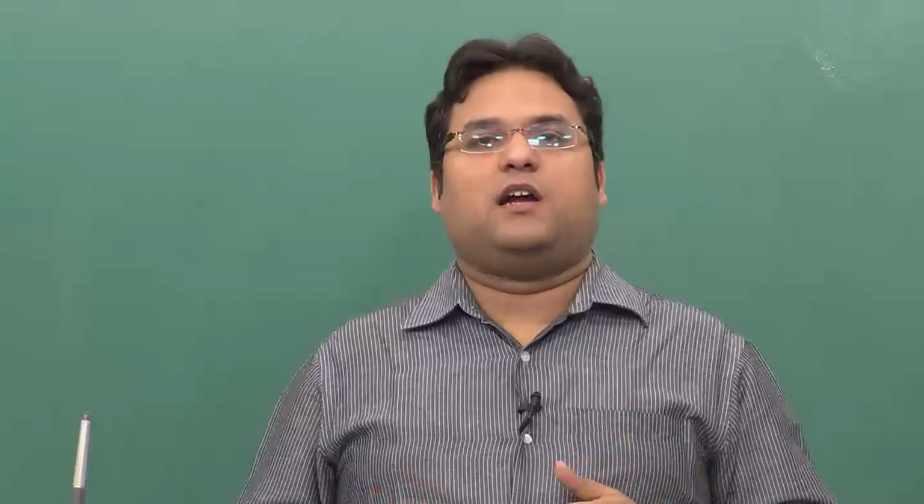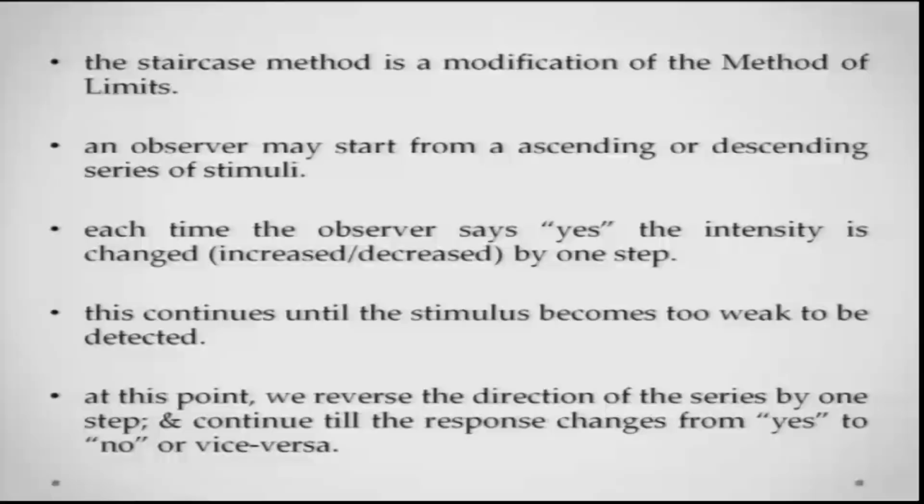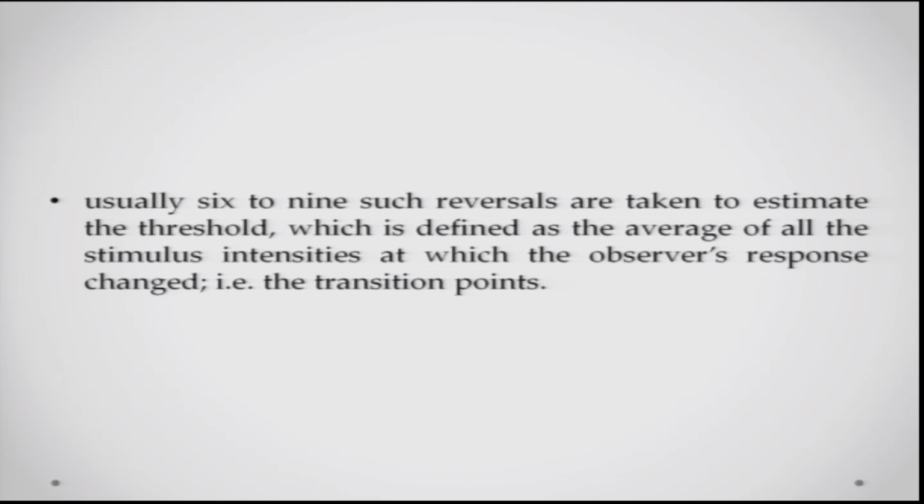So I'll show you how it is done. An observer can start from an ascending series or a descending series. Each time the observer says yes, you change the intensity by one step. This continues until the stimulus becomes too weak to be detected in a descending series, or, in an ascending series, until it is finally detected. At this point you reverse the direction, and you continue till the participant says, yes, now I detect it, or if you're coming from the other direction, till the participant says no. So you keep alternating the direction. Usually after 6 to 9 such reversals in direction, you're good to estimate the threshold. The threshold here is defined as the average of all the stimulus intensities at which the observer's response changed from yes to no or from no to yes, and these different points are called transition points.